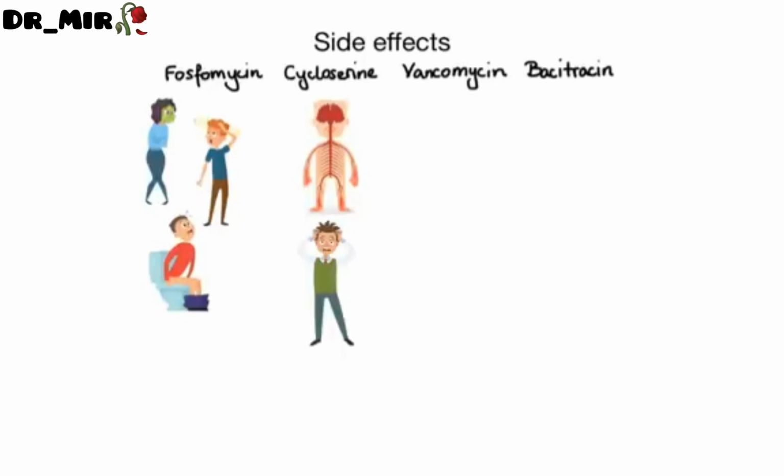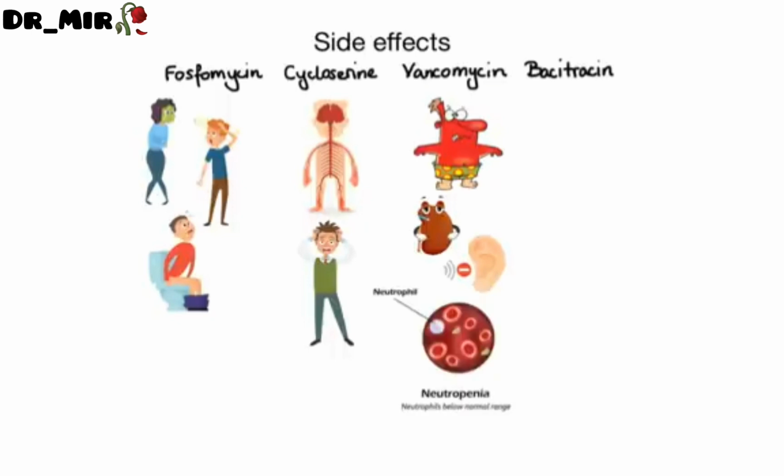The third one, vancomycin, when administered intravenously, may cause hypotension along with flushing of the upper body, a condition known as Redman syndrome. In rare instances, vancomycin may also cause nephrotoxicity, ototoxicity, and blood disorders, including neutropenia.